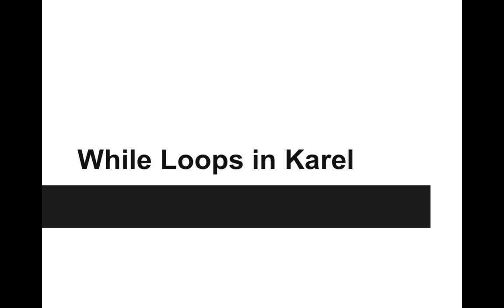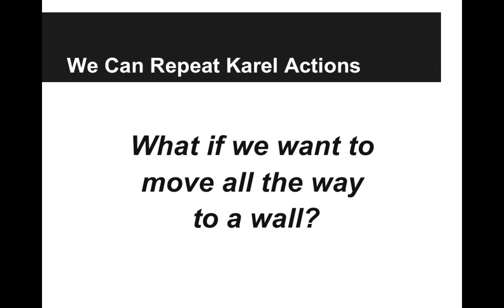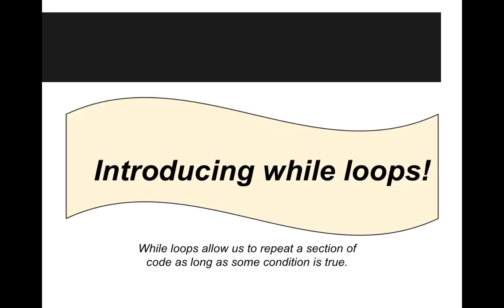Hi, in this video we are going to introduce while loops in Carol. So we've already learned that we can repeat actions in Carol. But think about this one. What if we wanted to move all the way to a wall? Well, the reason we can't use a for loop is because the world could be a different size. So how do we solve this one?